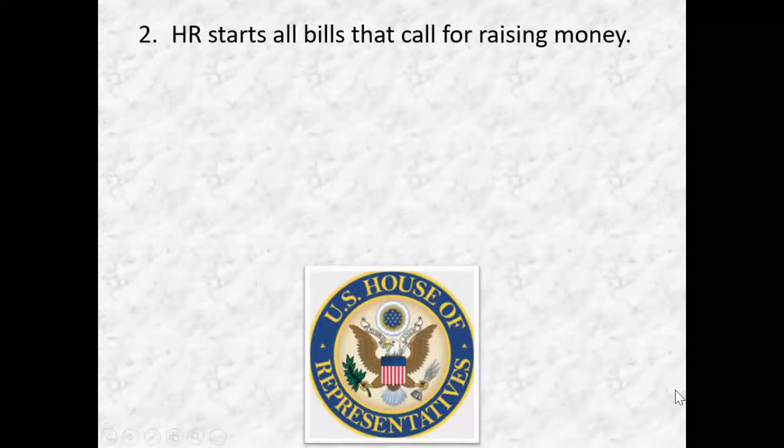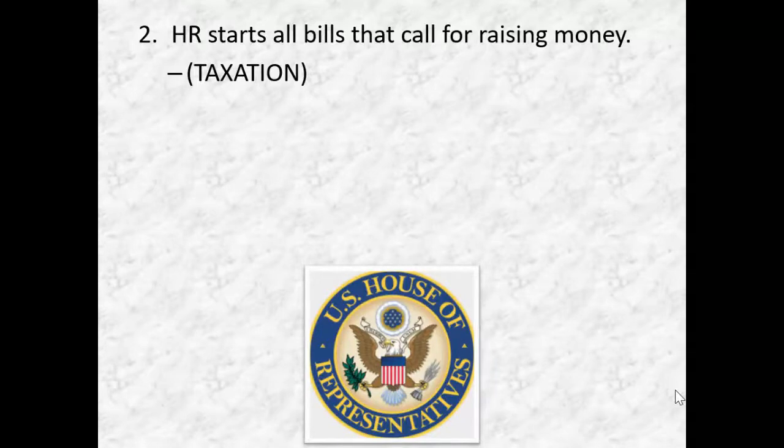The second unique power of the House of Representatives is the power to start all bills, which are potential laws, that call for raising money. Well, what does that mean? Well, it means that any bill that might change taxes has to start in the House of Representatives. Any other bill could be on gun control, could be on immigration, could be on LGBTQ rights. Those bills can start in either the House or the Senate. However, bills dealing with taxes must start in the House of Representatives.